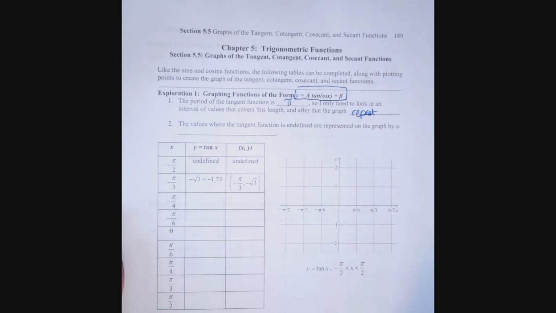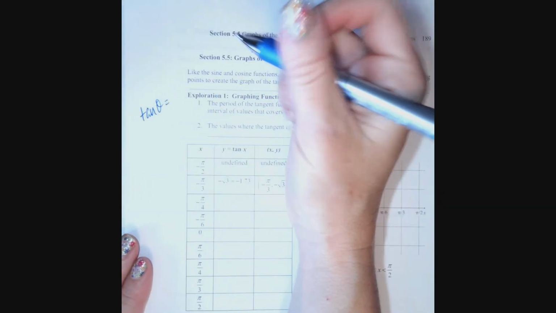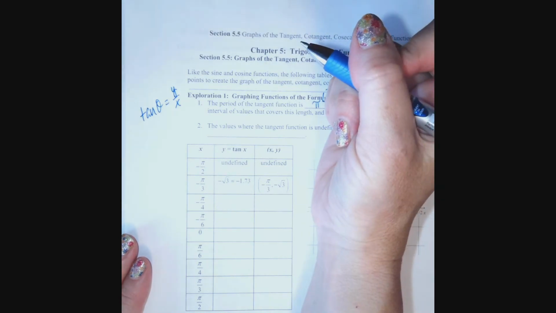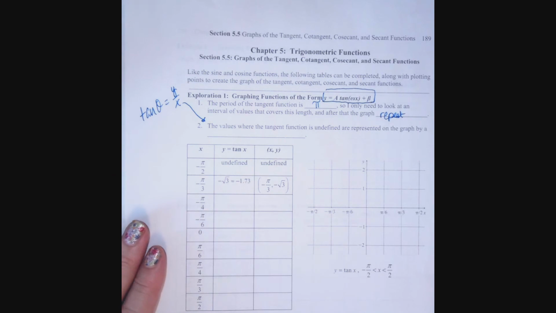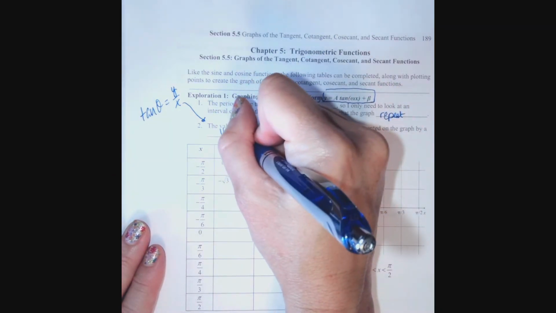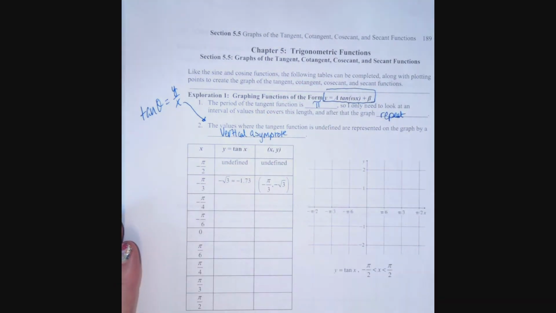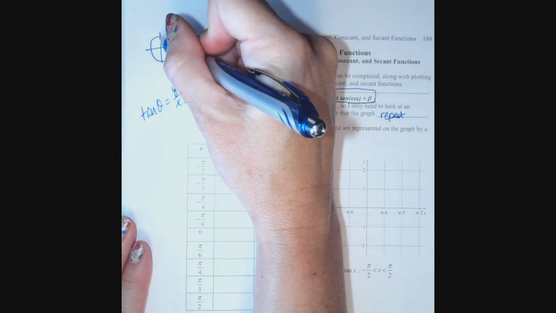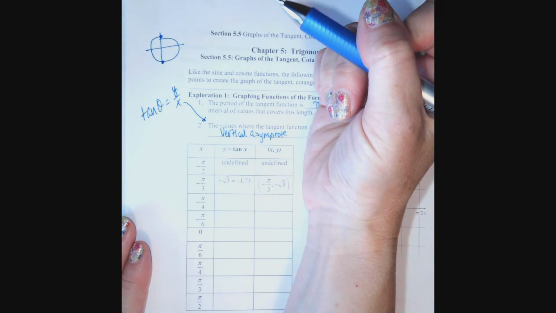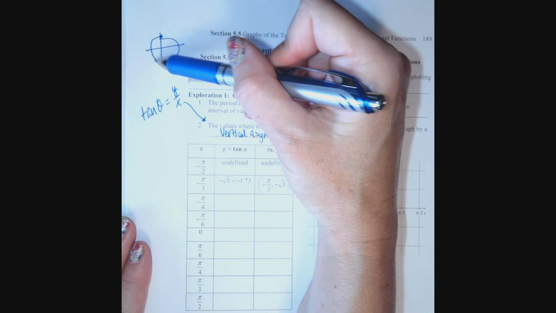Now where is tangent undefined? Remember that tangent is y over x. So tangent is going to be undefined anywhere I have x as 0. When that happens, we have a vertical asymptote. So where is x 0? If I think about my unit circle, x is 0 at the pi halves. So tangent is going to be undefined anytime I rotate around to an odd pi half.